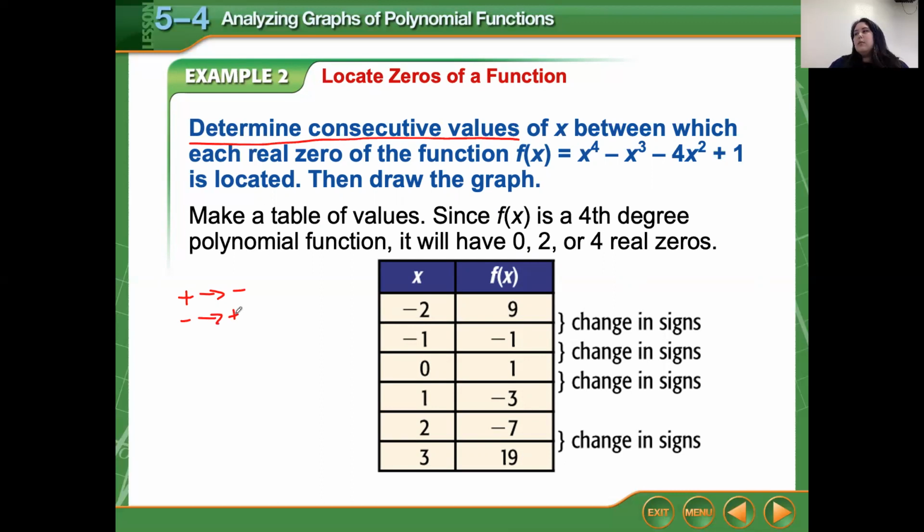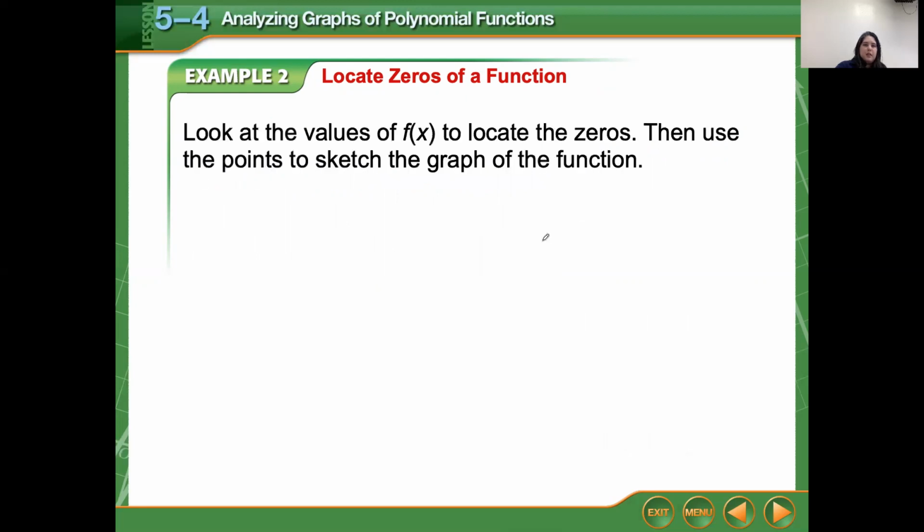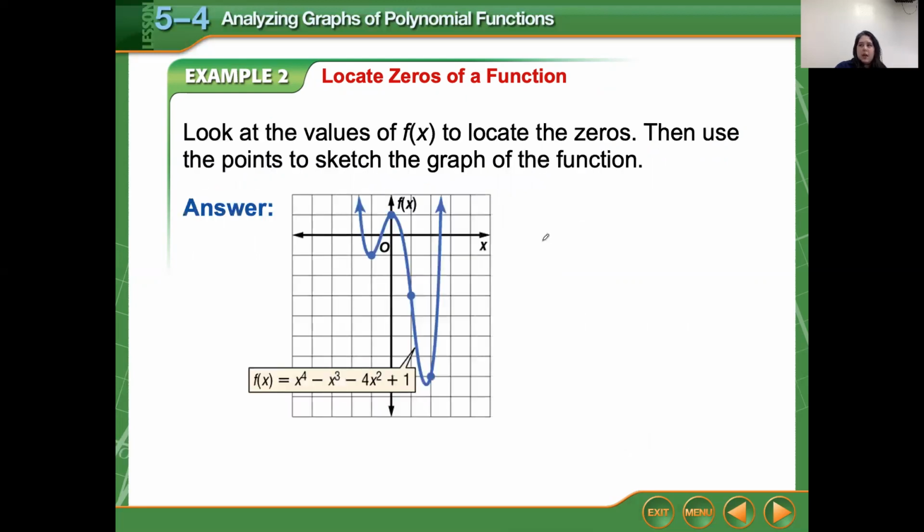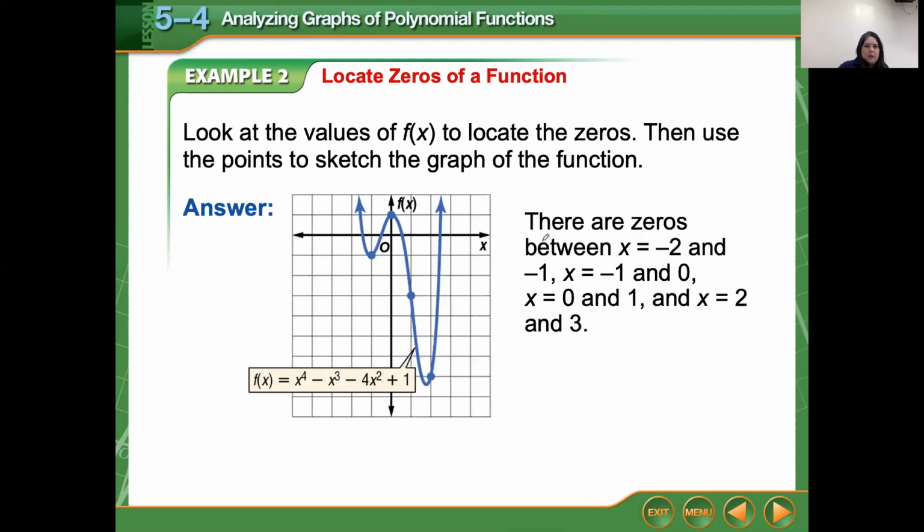The note where it says it will have 0, 2, or 4 real zeros is because it's a 4th degree and zeros come in pairs. So you either cross 0 times, 2 times, or 4 times. In this case, we cross 4 times. So we take a look at the zeros to help us sketch our graph out, and this is what we would get. We have zeros between x equals negative 2 and negative 1, between negative 1 and 0, between 0 and 1, and then again between 2 and 3.